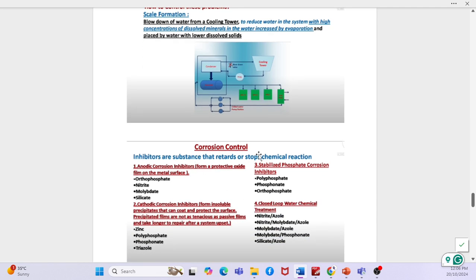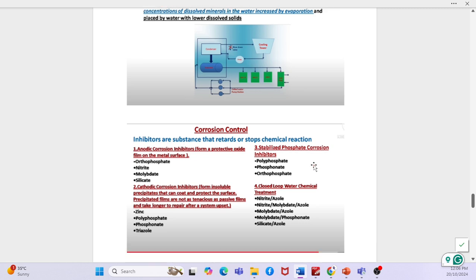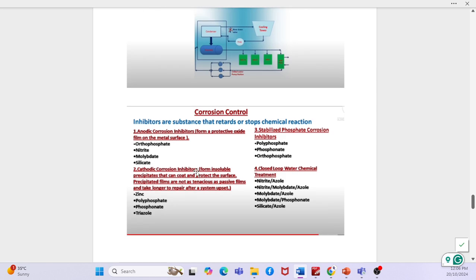The corrosion control will be an inhibitor, a substance that retards or stops a chemical reaction. You can use a corrosion inhibitor. There are different types of chemicals like nitrite, molybdate, silicate. That is what we have seen in that slide as well, right? The cathodic corrosion inhibitor forms an insoluble precipitate that can coat and protect the surface. Precipitated films are not as tenacious as passive films and take longer to repair after system upset. You have zinc, polyphosphate, phosphonate, triazole. These are different types of chemicals.